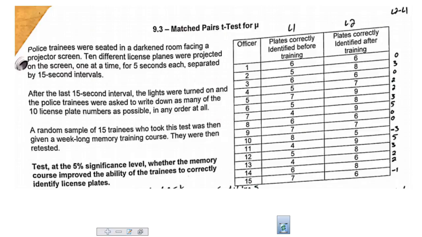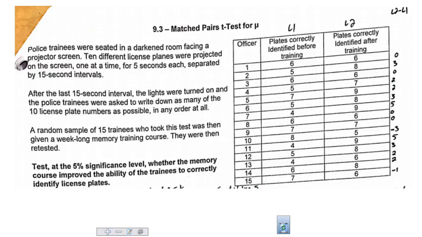Our last example today is what we do when we have a matched pairs t-test for the mean. So remember, with matched pairs, this is a situation that happens when either the same person gets both treatments, or people are matched up because of similar characteristics, so they're matched up together.